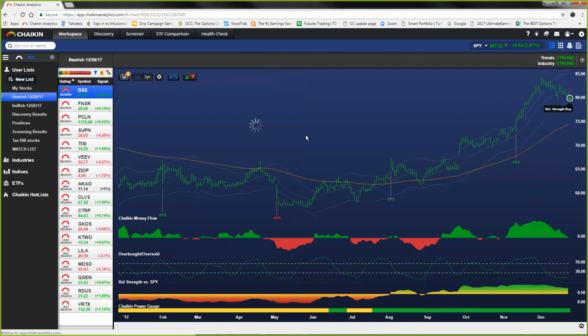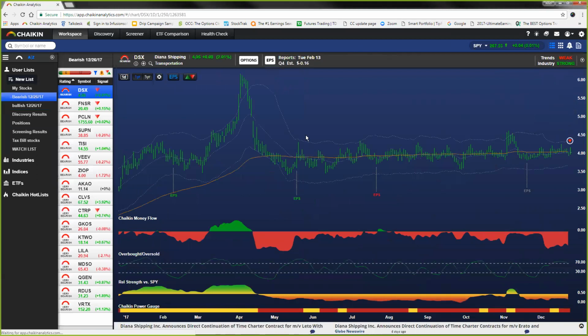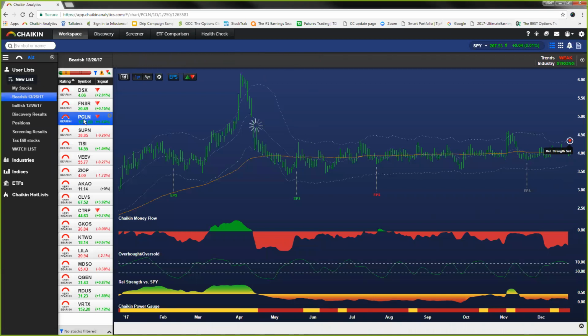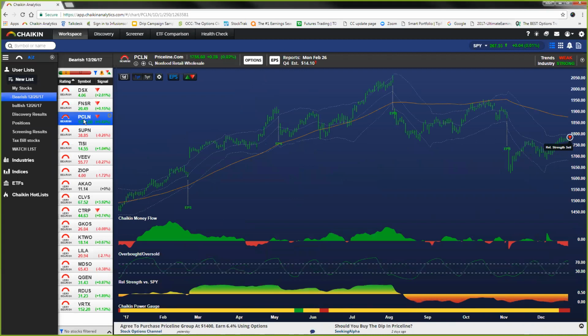For the bearish stuff, again, it's just the opposite of the bulls. Right, so your in the money options are going to have higher deltas. Your out of the money options are going to have lower deltas. If it makes a big move, your out of the money options are going to do better than the in the money ones. So here's Priceline.